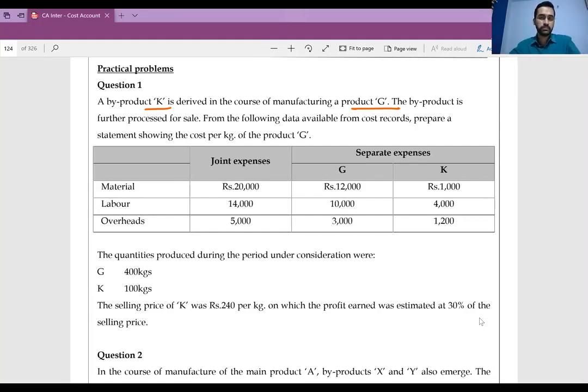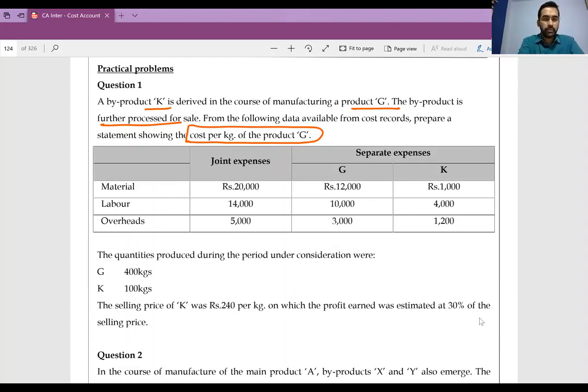Right. The byproduct is further processed for sale. In this question, they are saying we further processed even the byproduct. From the following data available from cost records, prepare a statement showing cost per kg of product G. They want you to show the cost per kg of G.